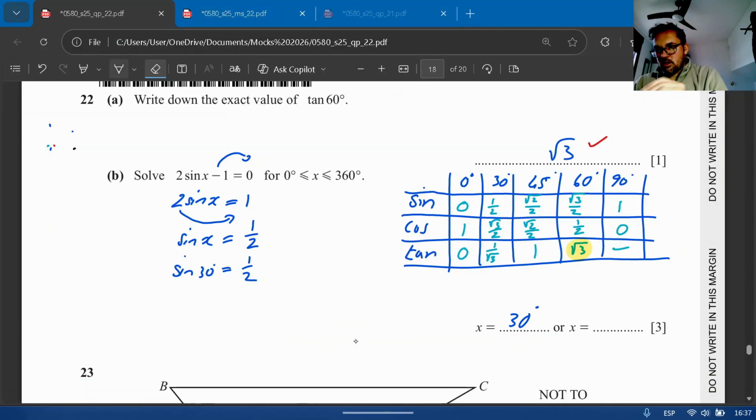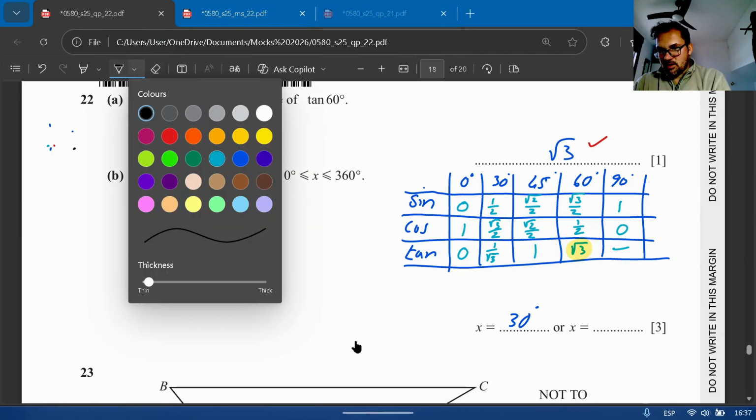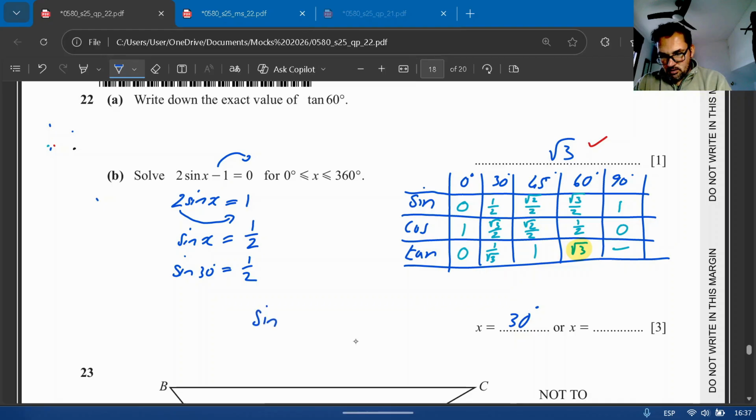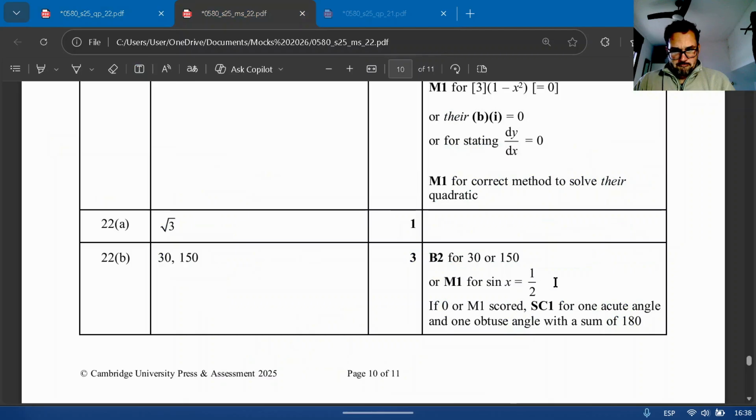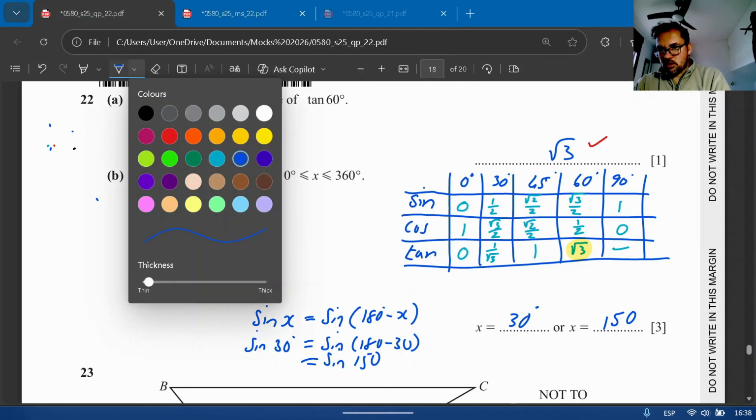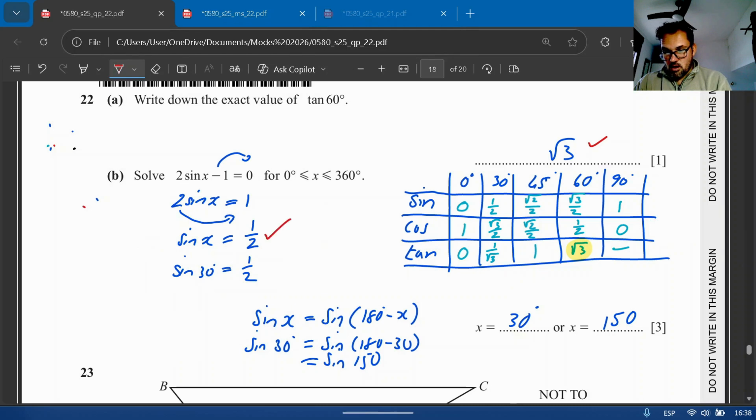Or you need to remember that any angle of sin has the same value as sin of 180 minus that angle. So that means sin 30 is the same as sin of 180 minus 30, which is sin 150. That's why the other answer we're looking for is 150. All right, so you get marks for rearranging, getting this half, and then 1 mark for each correct answer. Brilliant.